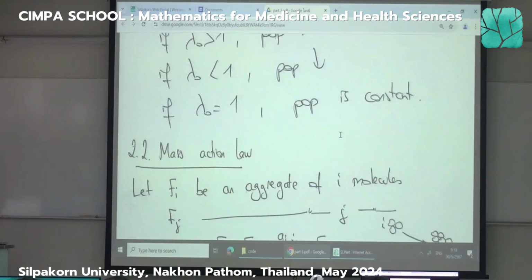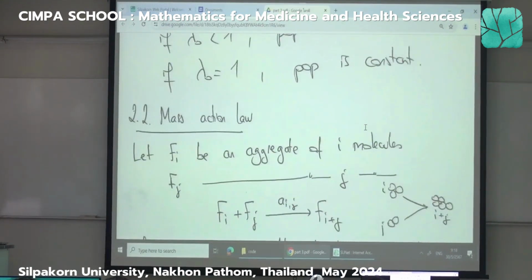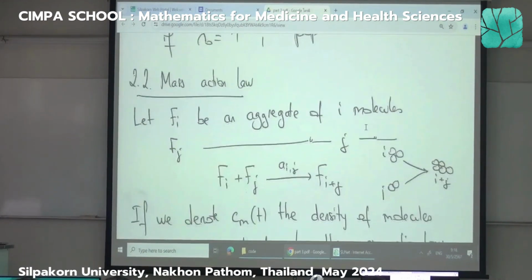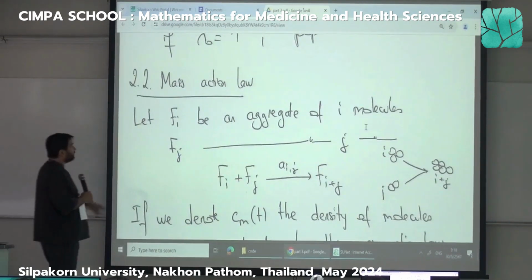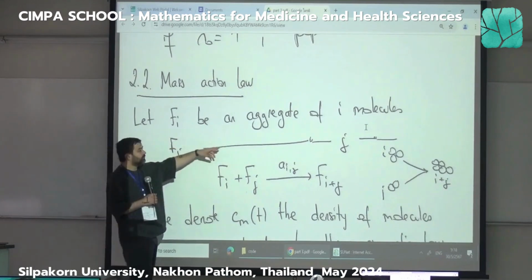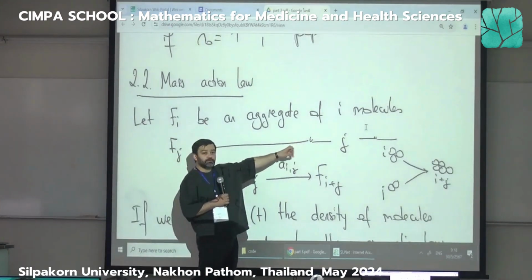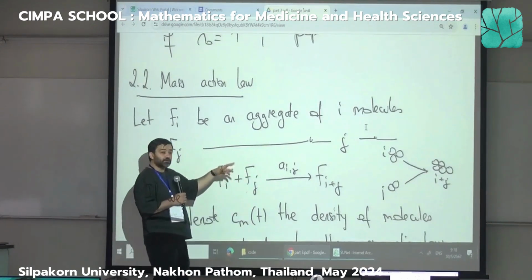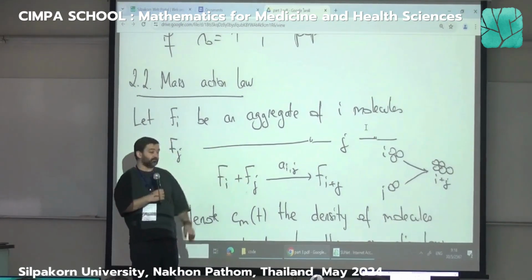Okay. So the other kind of model for size is using the mass action law. We have seen the mass action law many times during the school. So how does it work? Now we come back to the kinetic theory. So you imagine you have an aggregate with I molecules, another aggregate with J molecules, and you put them together.